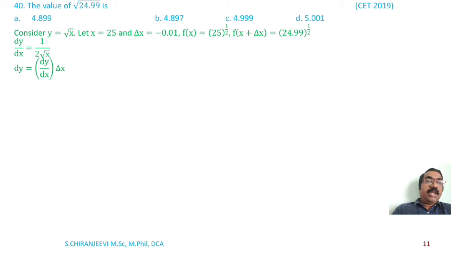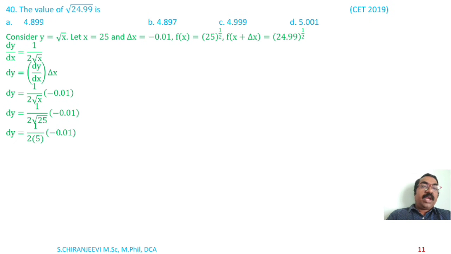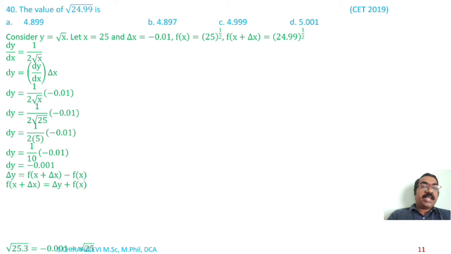So dy is dy by dx into delta x, dy is 1 by 2 root x into minus 0.01. So dy equal to 1 by 2 into root of 25, which is 5. So it will be 1 by 10 into minus 0.01. So dy will be minus 0.001. So delta y value is f of x plus delta x minus f of x. So f of x plus delta x can be taken as delta y plus f of x. So substituting, square root of 24.99 will become minus 0.001 plus root 25. So the answer will become 4.999.